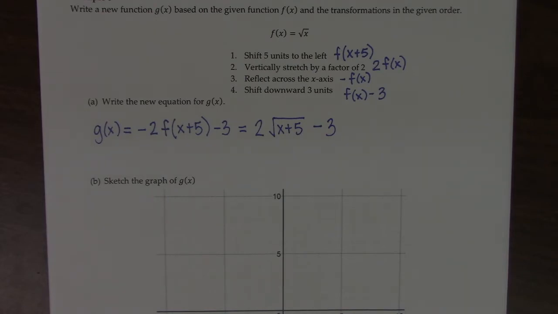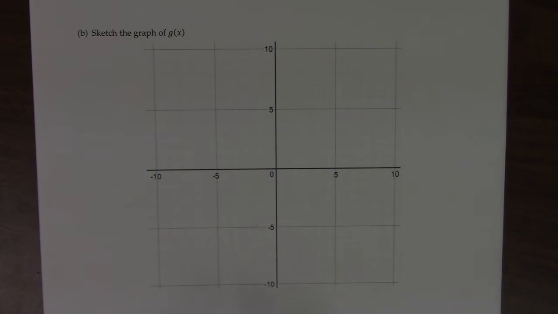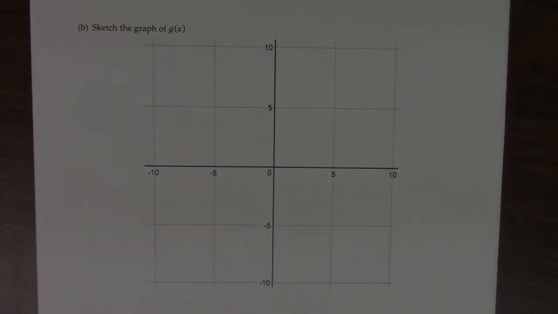The next thing we're asked to do is to sketch a graph of g of x. This can be kind of difficult to do if you don't have the original graph of f of x to look at. So what I like to do is plot the original function, find a couple of points, and then move those points and redraw my graph. So let's look at the graph of square root of x. We know that you can't have any negative numbers under that graph.